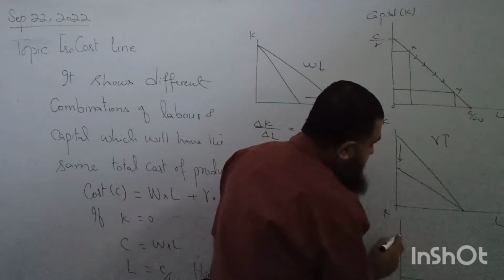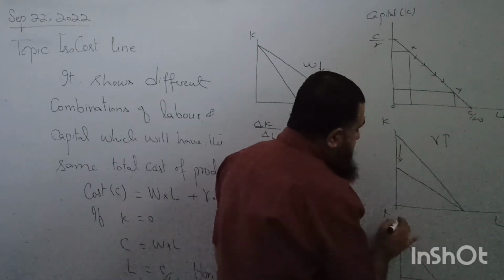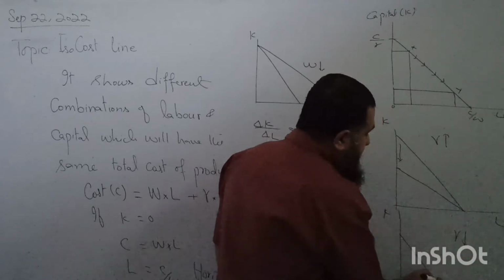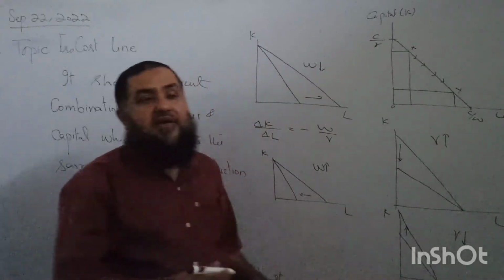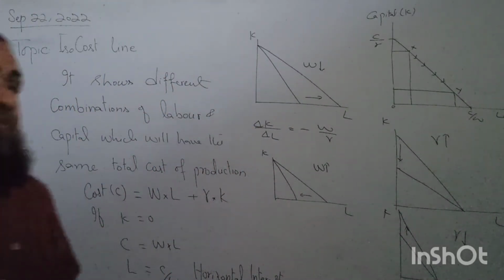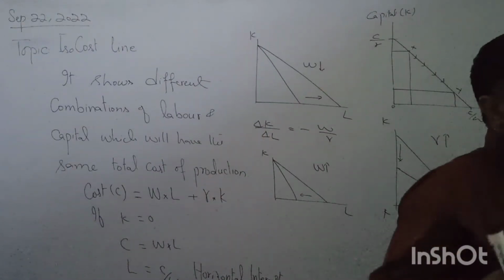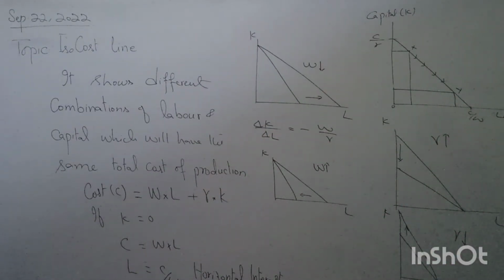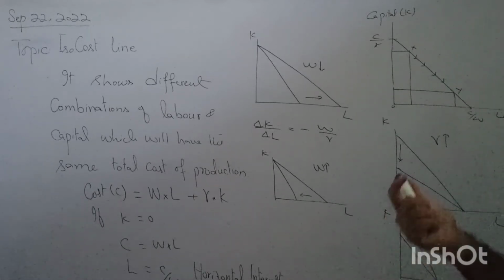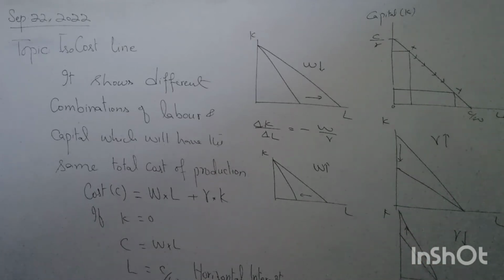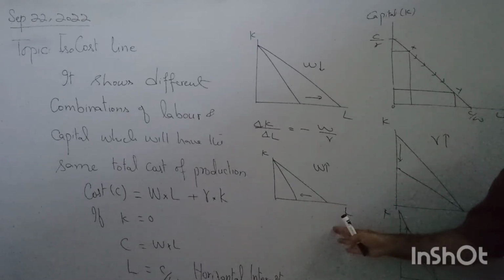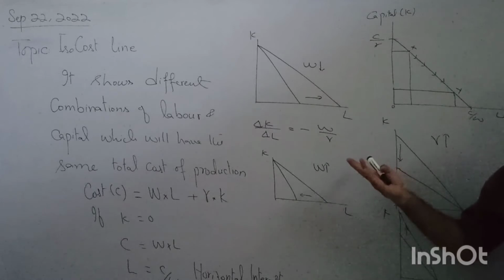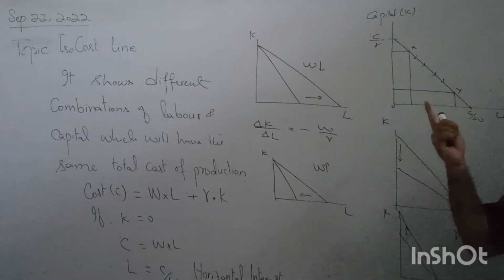If the rate of interest decreases, R is now decreasing, it will have a pivotal outward rotation to this level. Clear? So what is my point of understanding over here? When the relative prices of labor and capital change, there will be a change in the slope of the isocost line. Like if wages change, there is a pivotal shift from the horizontal side, and when there is a change in the rate of interest, there is a pivotal shift from the vertical side.